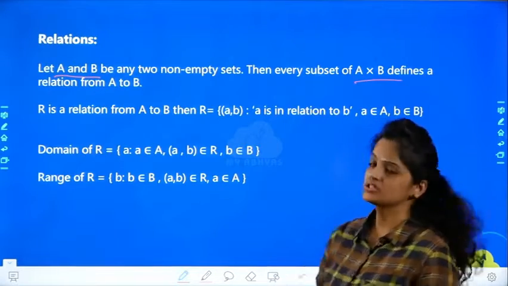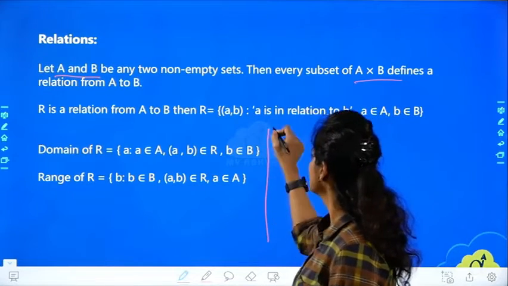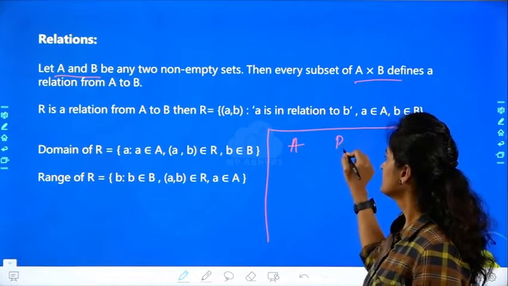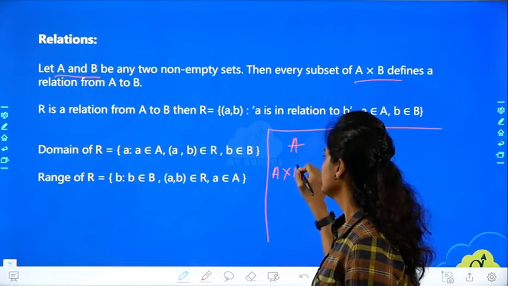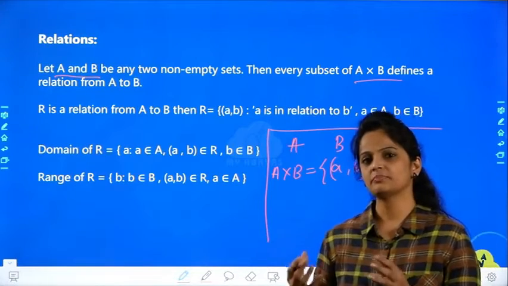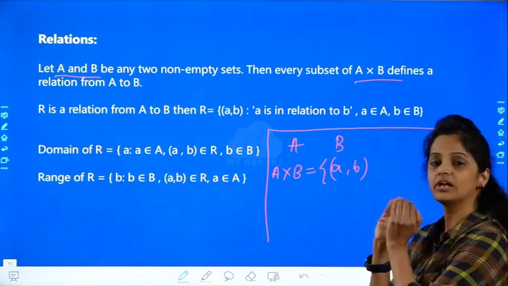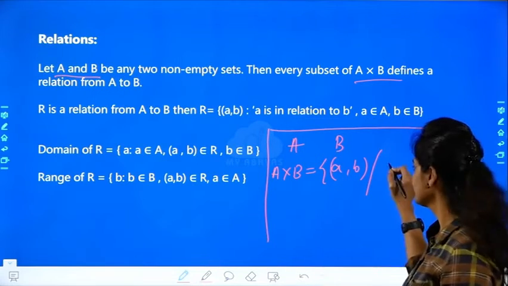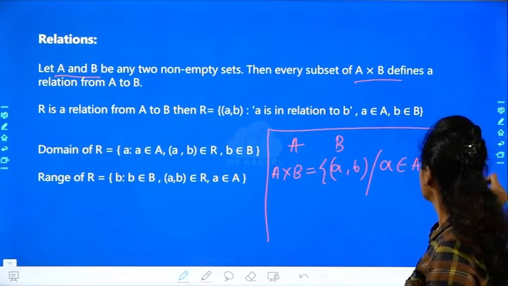A cross B is the Cartesian product that we define. How is A cross B defined? I'll use this space for you to just recall it. A and B are two non-empty sets. A cross B is taken as ordered pairs, all the possible ordered pairs. We don't have any restrictions here. We have to take only ordered pairs, but the first element should belong to the first set, a belongs to A, and the second element belongs to the second set.